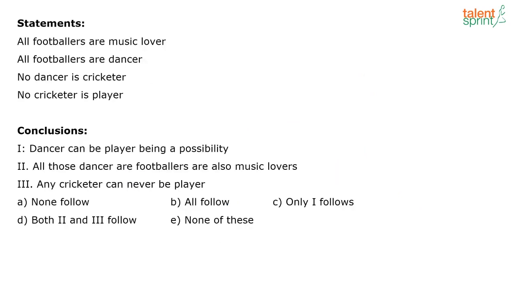All footballers are music lovers. All footballers are dancers. No dancer is cricketer. No cricketer is player. Conclusions. First conclusion, dancer can be a player being a possibility. All those dancers or footballers are also music lovers. Any cricketer can never be a player.